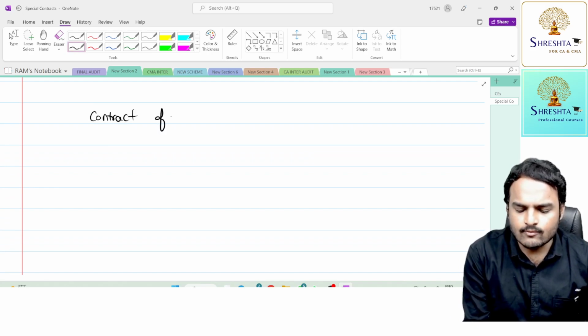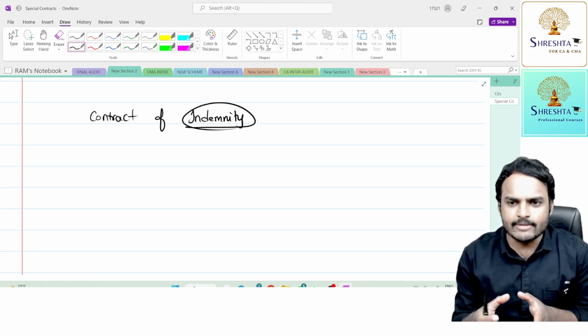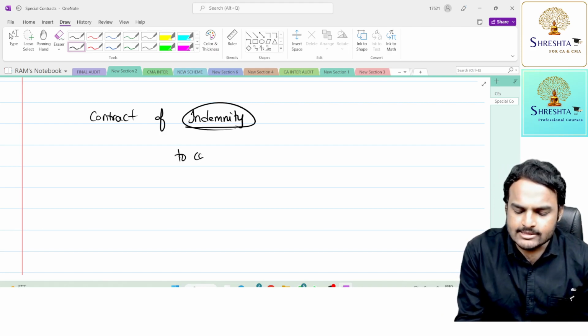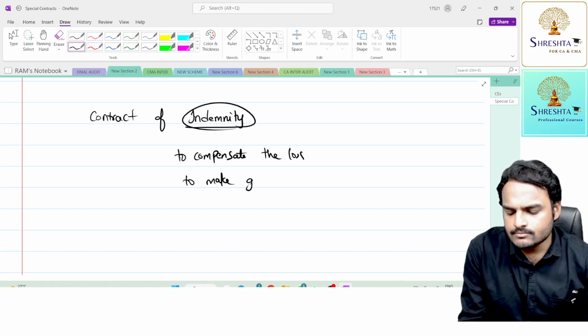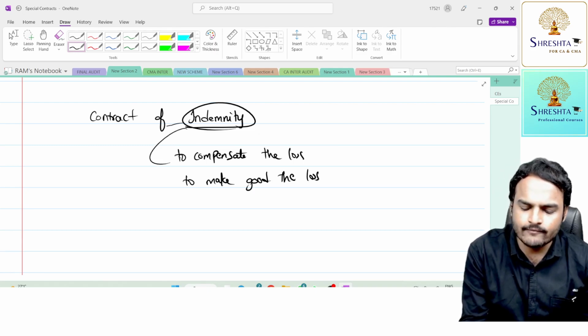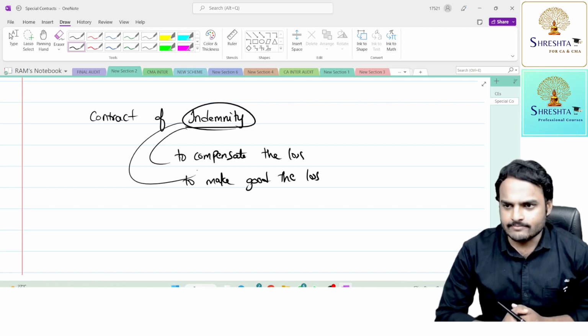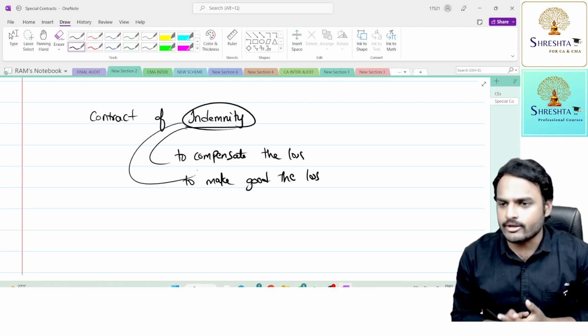Tell me students, what is meant by indemnity? What do you know about indemnity? You might have heard the words indemnity, indemnify, right? Indemnity means to compensate the loss, or to make good the loss. These are the meanings of indemnity. But what is a contract of indemnity?